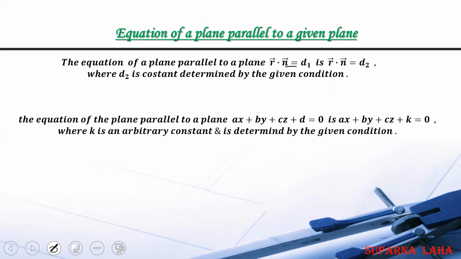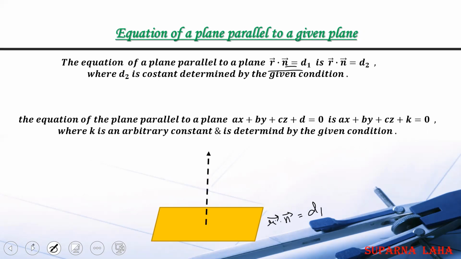Now how can we write down the equation of a plane parallel to the plane? So we are taking this plane. Let us take the equation of the plane as vector r dot product with n equals d1. Okay, first equation.